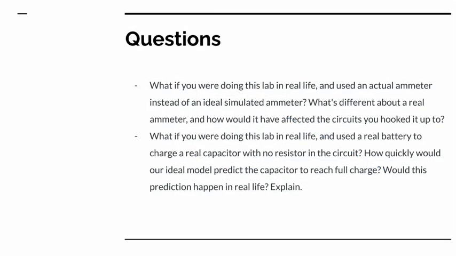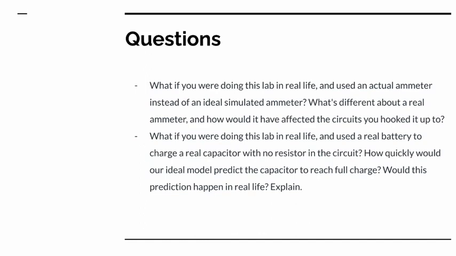The first question asks, how does an ammeter in real life differ from ideal situations? Well, in ideal situations, an ammeter has 0 resistance. However, in real life, it would have some resistance. This would lower the current that would be displayed and would slightly influence the results.